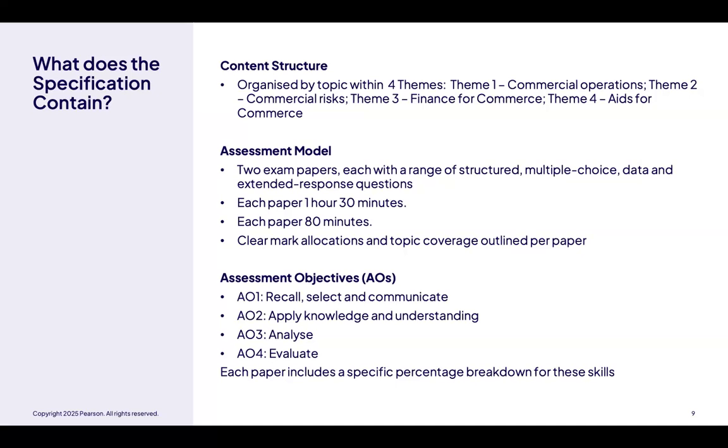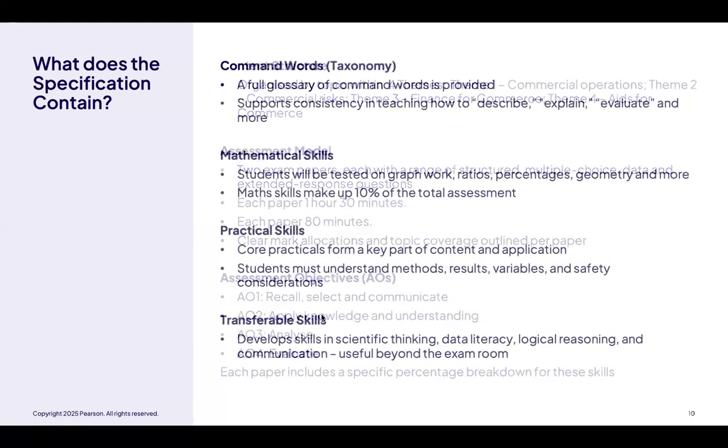Each paper is structured in a way that contains multiple choice before building towards extended response questions deliberately. So the paper is ramped in that way. So it builds up progressively to more extended writing questions. The assessment objectives we use are AO1, if you like knowledge, so recalling and selecting knowledge. AO2, applying knowledge and understanding. AO3 is analyze, and AO4 is evaluate. And there's a specific range of assessment objectives on each paper.